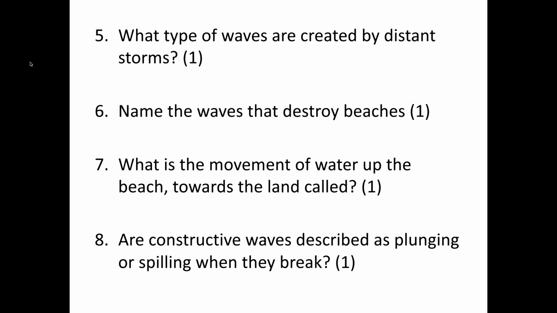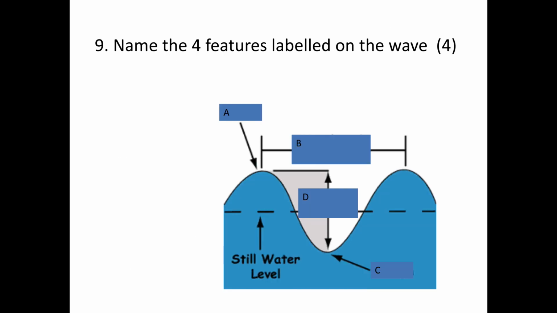Constructive waves, the type of waves that make your beaches bigger, which is why they're called constructive waves, because they are constructing your beach. They are spilling waves, they kind of fall over each other, whereas a destructive wave is much more of a plunging, kind of dangerous, destructive motion. So destructive waves are described as plunging and constructive waves are described as spilling.